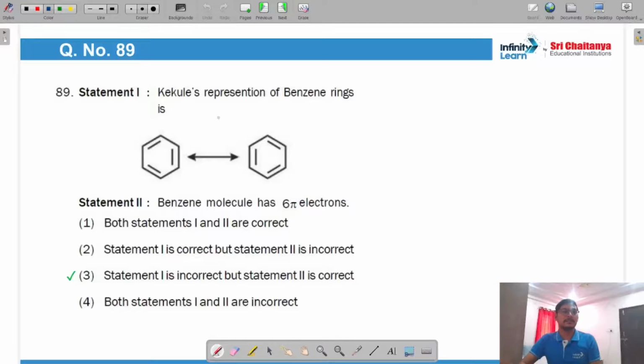Kekule's representation of benzene rings is this. No, actually, the concept of resonance was not there in Kekule's structures of the benzene ring, whereas you guys know that this arrow represents resonance, right? Benzene molecule has 6 pi electrons. Yes, correct. So this is the answer. Statement 1 is incorrect. Statement 2 is correct.